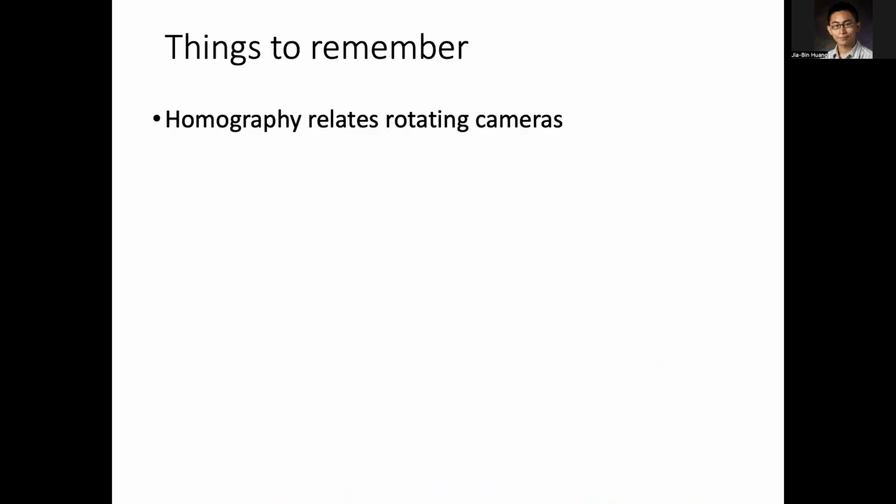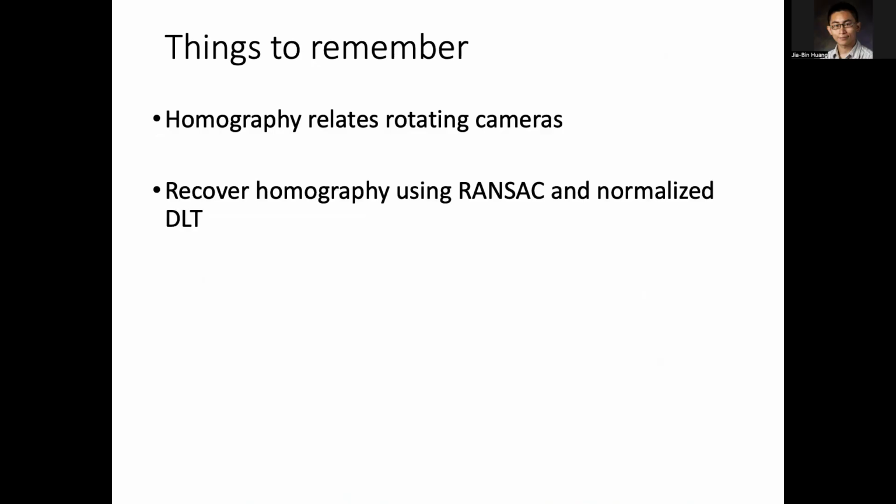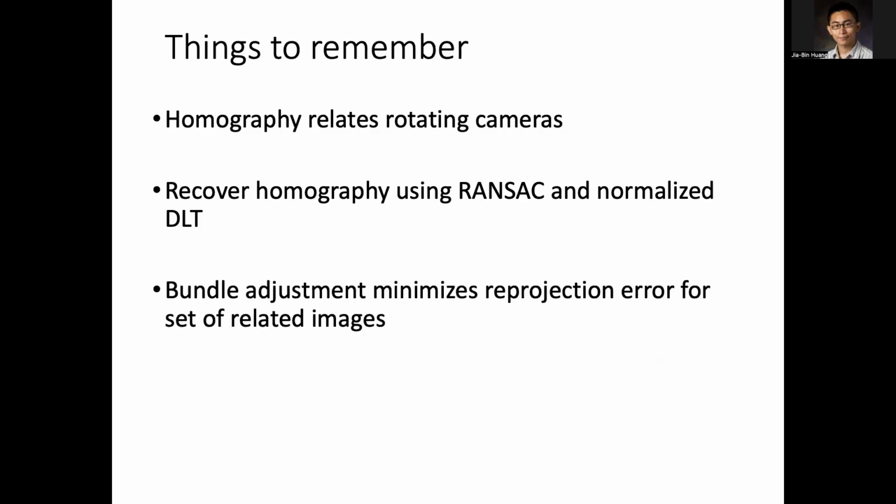All right. So, things to remember. Homography relates to a rotating camera. If I have images captured by a rotating camera, they are related by a homography. You can recover the homography by RANSAC and normalized DLT. Once you have that as an initialization, you can minimize reprojection errors using bundle adjustment. And you need a bunch of details to really make it look nice, like blending.